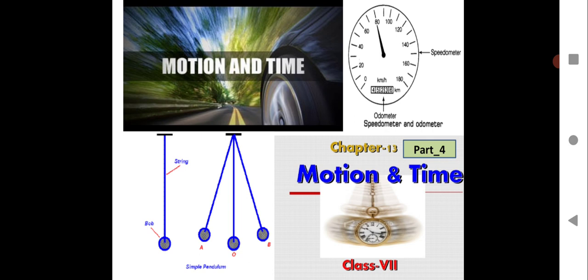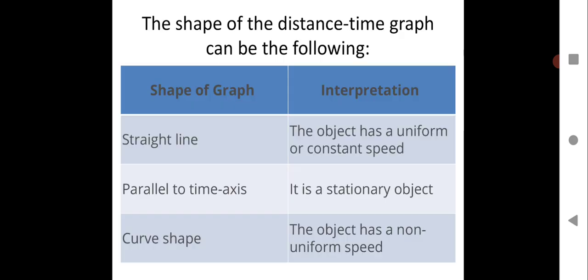So let us continue with the chapter time and motion. What are we going to learn in this session? Let us see. As we have learned distance time graph in the Zoom session, you all know how to make a graph on distance and time. When you plot points with the help of the readings given to you for distance and time, you get a straight line. You have done that in the Zoom session. So let us see how we can interpret data from the graph.